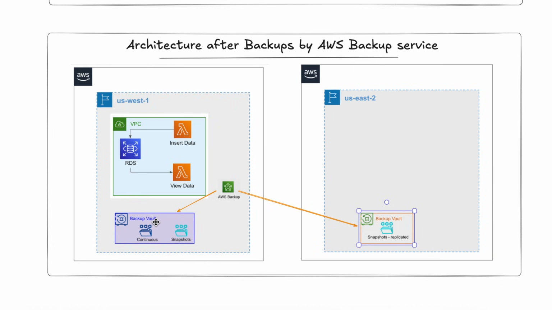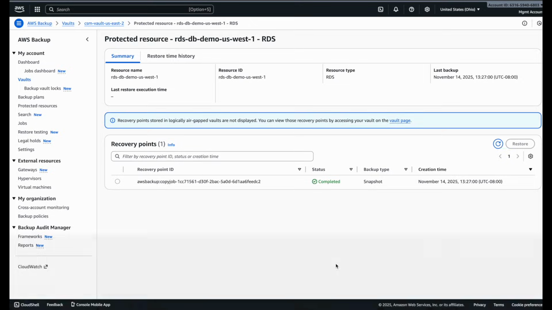So the natural next question is, how do we get PITR replication across regions? And the answer is, you can only do this via the AWS RDS service. You cannot use the AWS Backup service for it. And let me show you how that works.